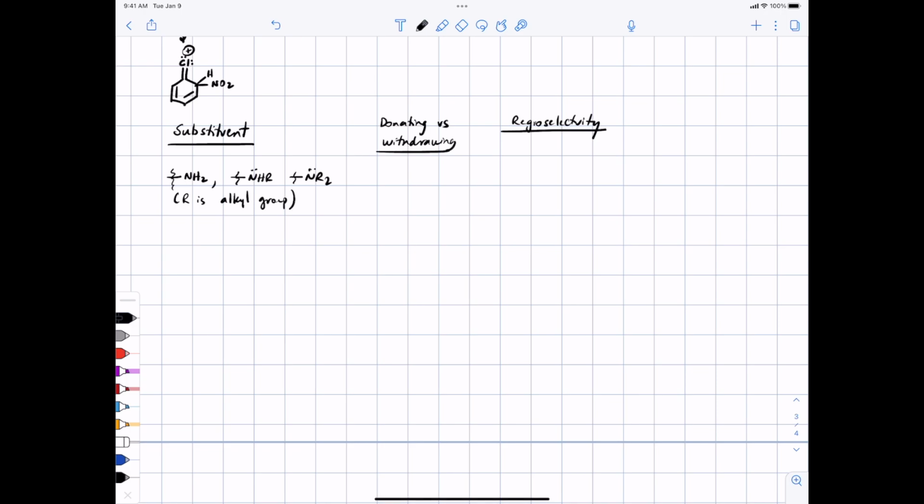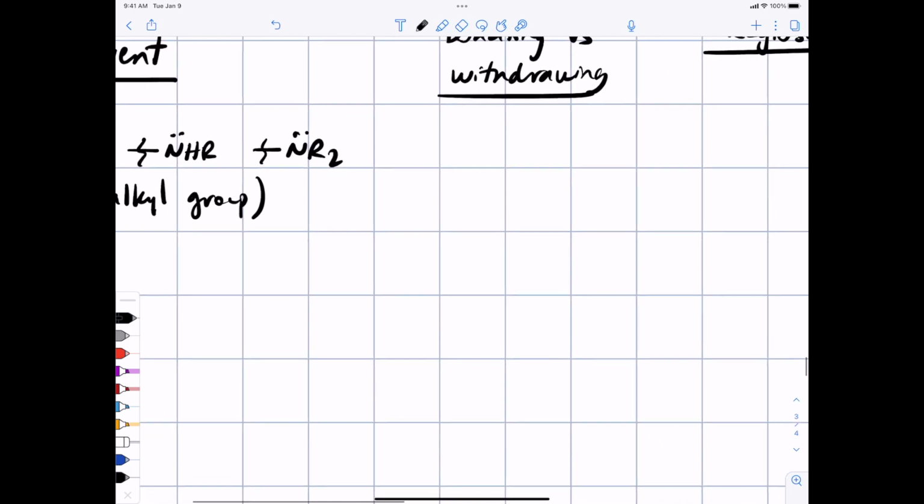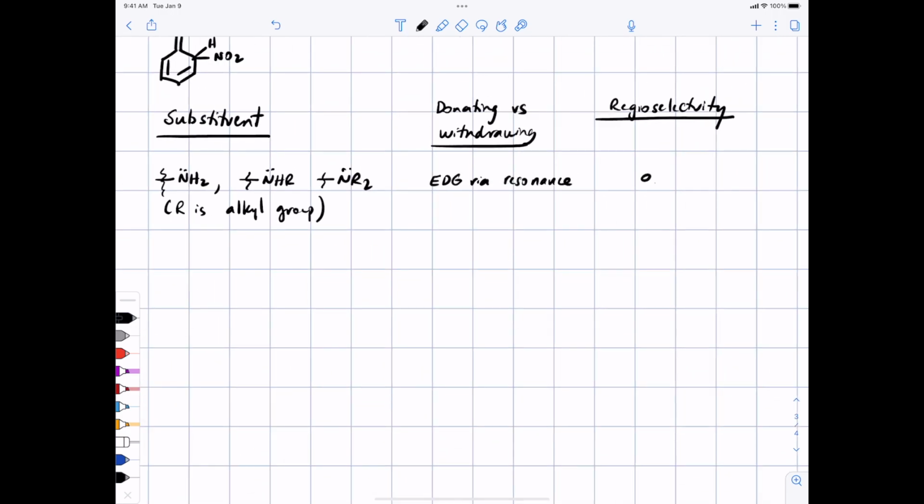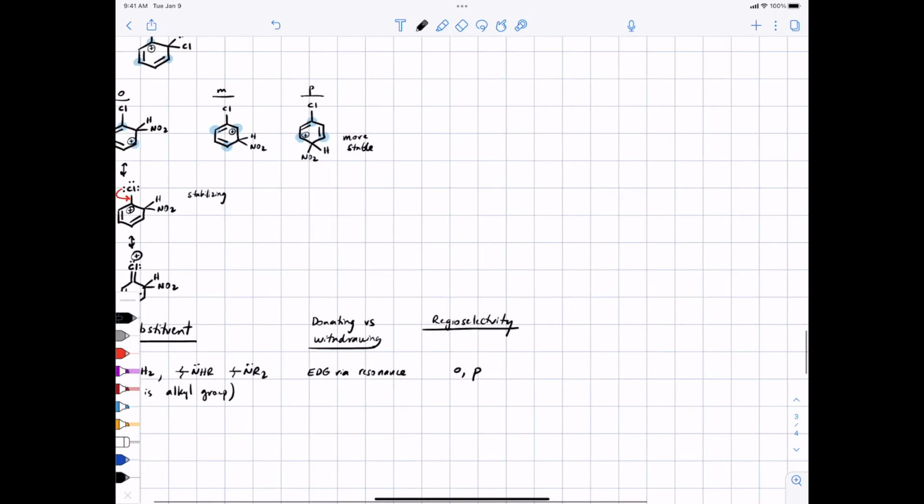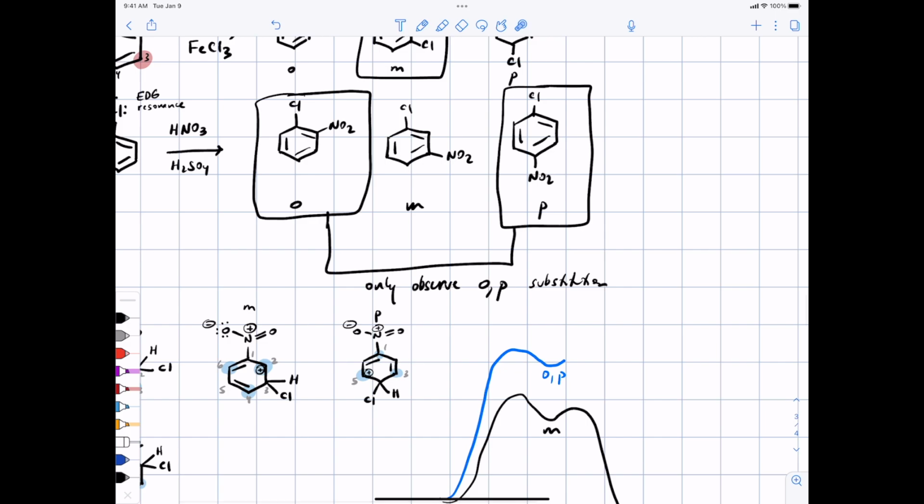If you do something that can interact with these lone pairs on the nitrogen, that can change how well of a donating group it is. This is a donating group via resonance, and therefore its regioselectivity is for ortho and para substitution. Let me back up and just say that as we saw with the chlorobenzene, we got a mixture of ortho and para products. I didn't say what the relative percentage of ortho and para products would be.